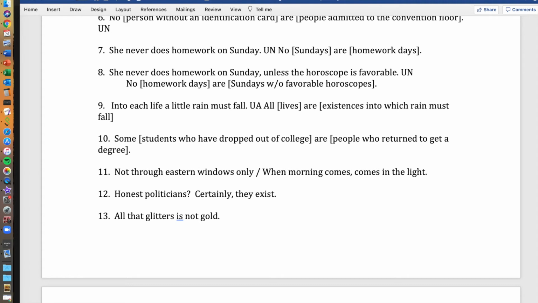Again, because it's particular affirmative, you could, although it would be kind of awkward in this case, convert it. You could say some people who return to get a degree are students who dropped out of college, and that would be logically equivalent and so acceptable.